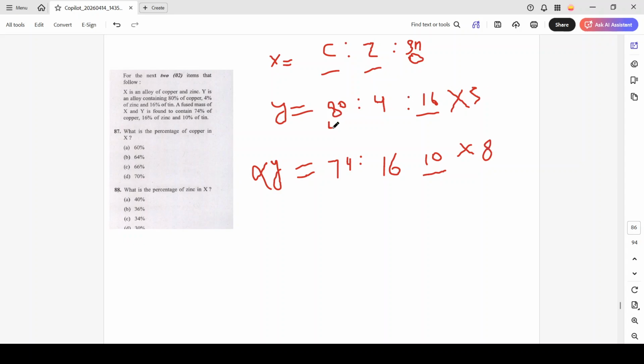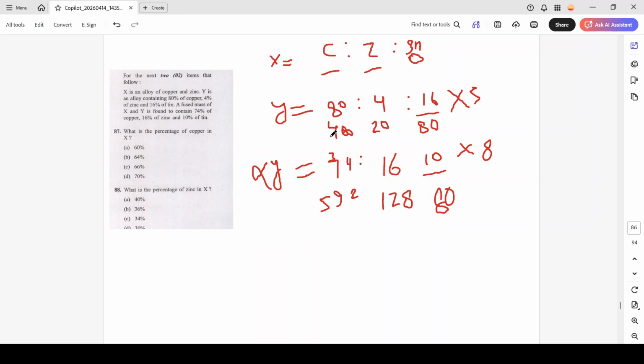5 8s are 40, 5 4s are 20, and 16 5s are 80. And here 8 4s are 32, carry 3, 8 7s are 56 plus 3, 592, and 16 8s are 128, 8 10s are 80. That means here we see that Sn is the same in both the cases.